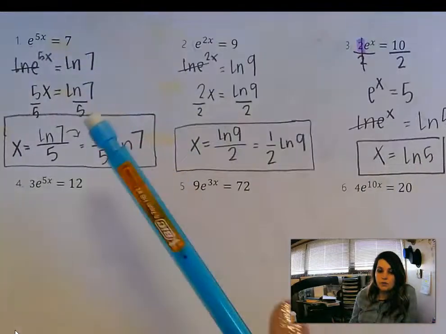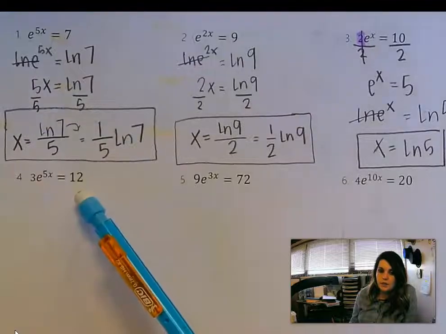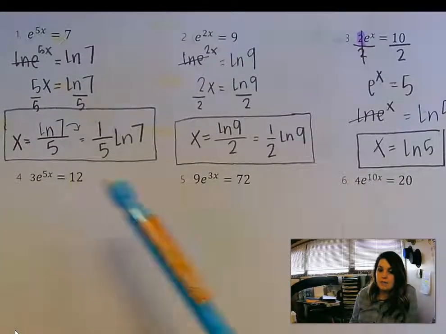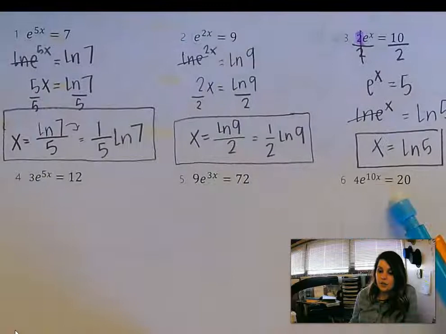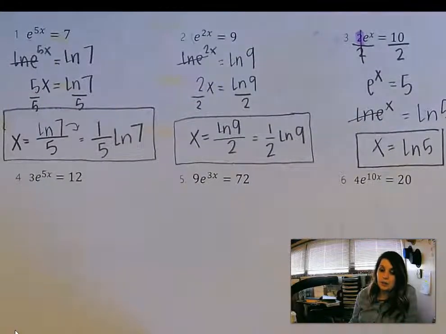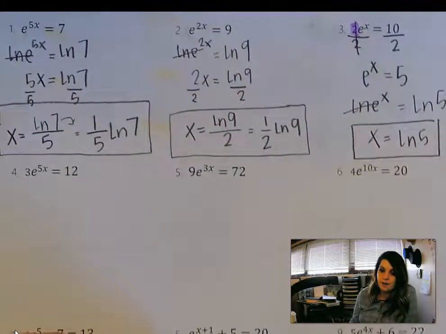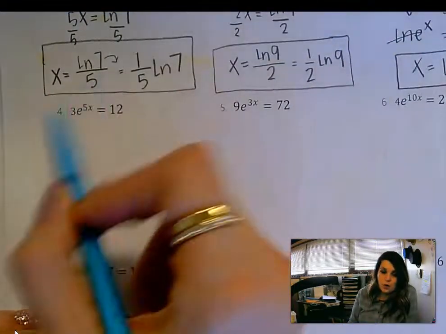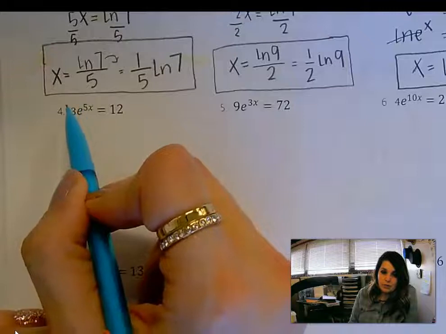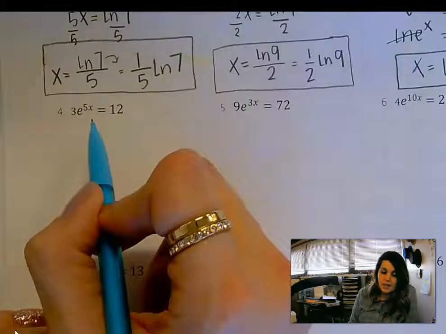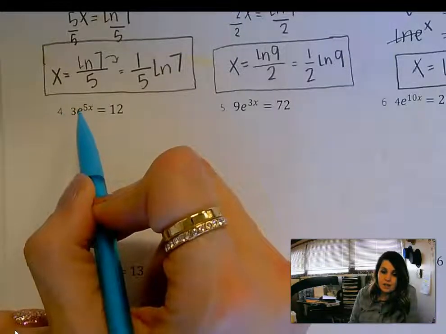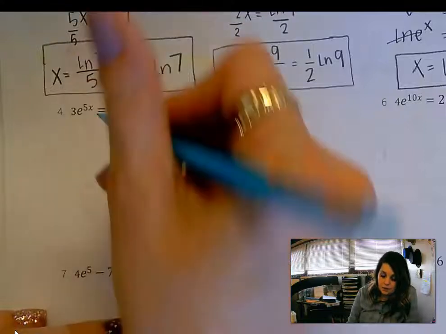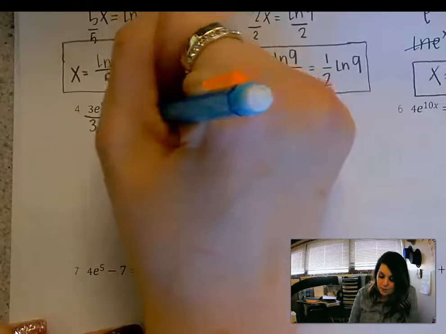For number 3, it's almost exactly the same as the other ones. So I'm going to do 4 with you, and then I want you to try 5 and 6 on your own. Like, I want you to literally pause the video and try 5 and 6 on your own. So step number 1 on number 4, we need to get rid of this 3 first, because we can't take the natural log until it's just e. So I'm going to divide both sides by 3.